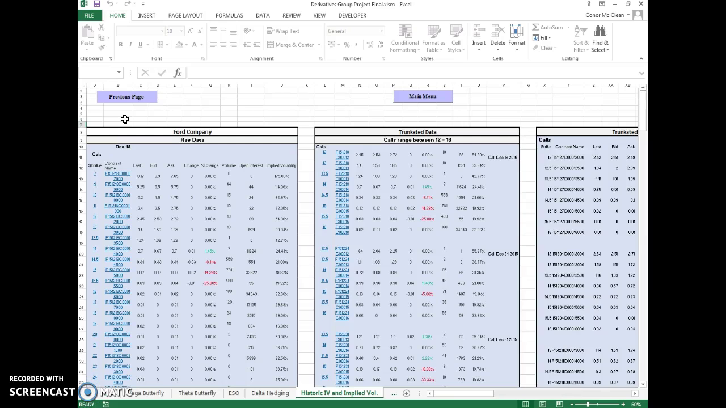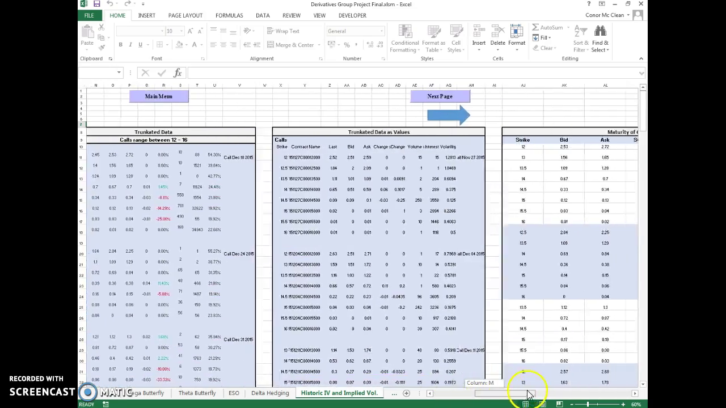Next, we downloaded the data for Ford Company on the 25th of November 2015 from Yahoo Finance. I gathered the data for 7 time periods ranging from December 18th up to the 17th of June 2016. Then I truncated the data between call prices of 12 to 16 for the time periods.